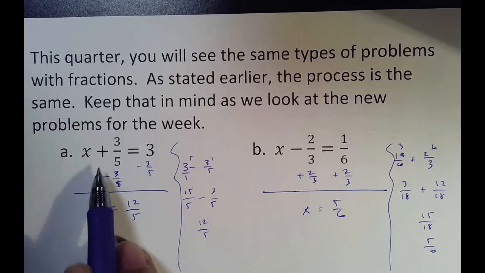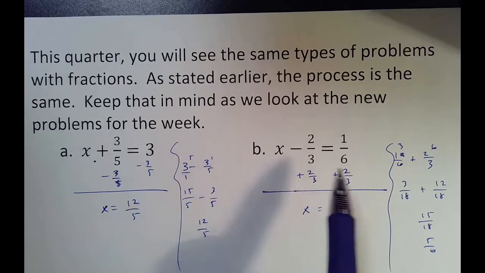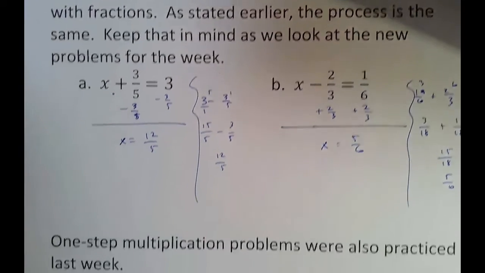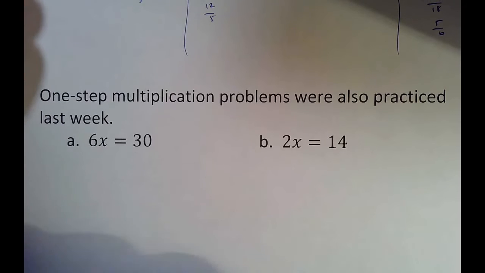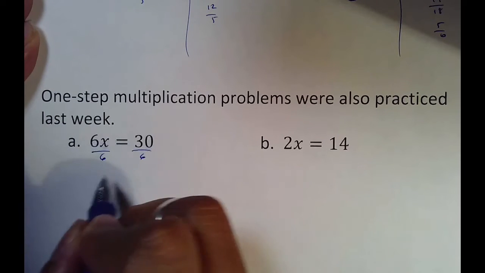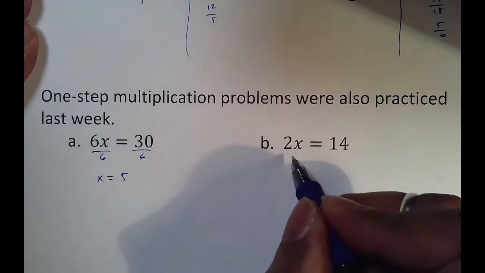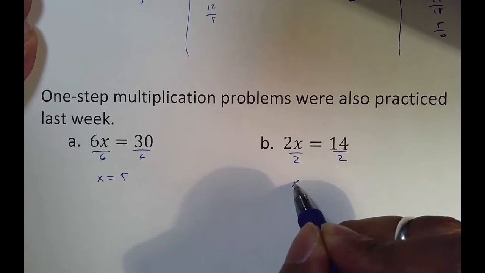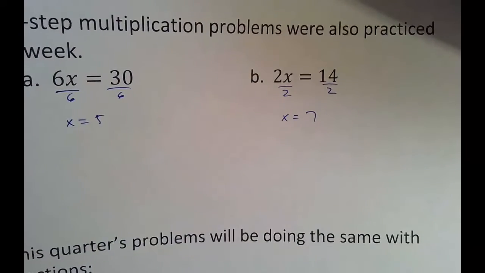You see a plus, you subtract it. You see a minus, you add it. All right. One-step multiplications also were practiced last quarter, should be last quarter, not last week, where it was 6 times x is equal to 30, so we divided by 6, and we got x equals 5. That's 2 times x equals 14, so we divide by 2, and we got x equals 7. Again, this quarter's problems will be doing the same thing, but just with fractions.